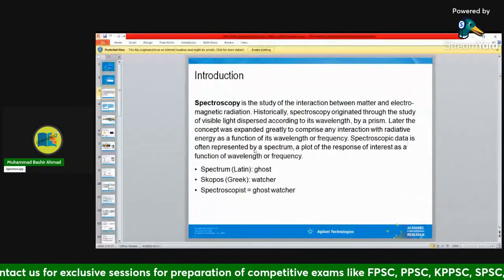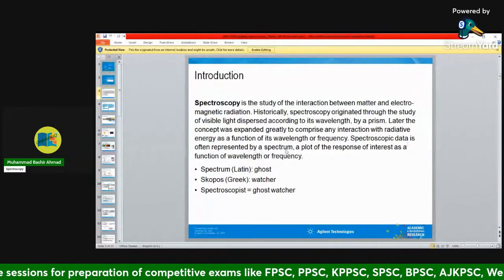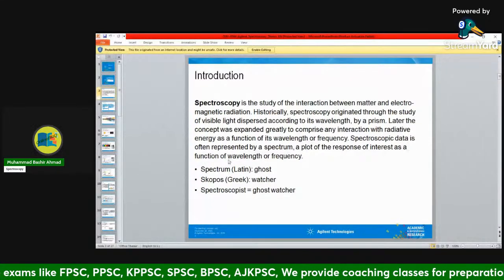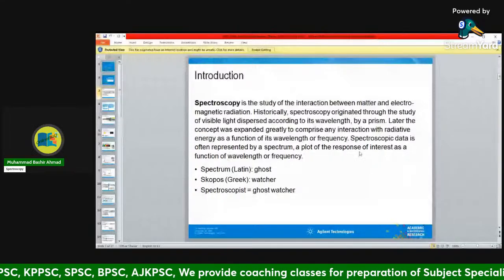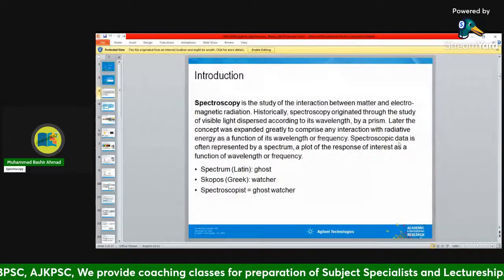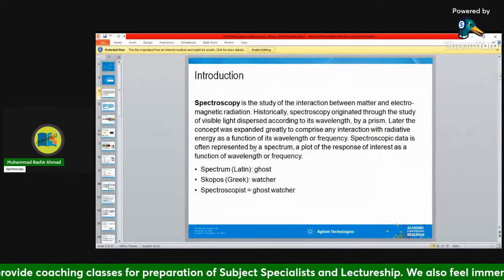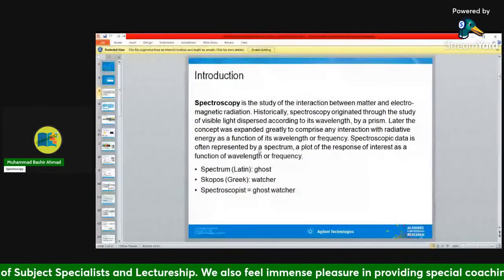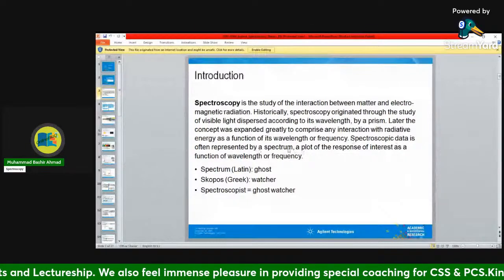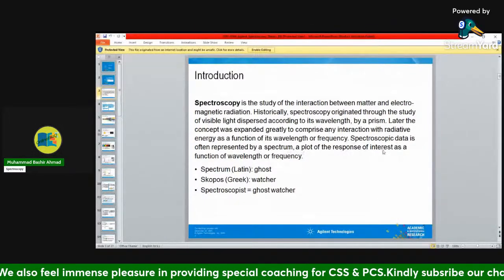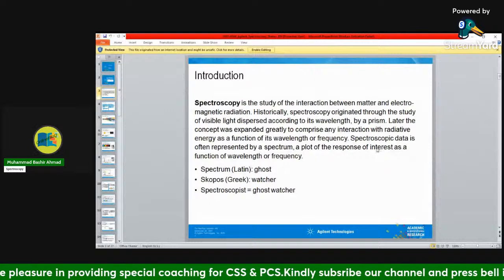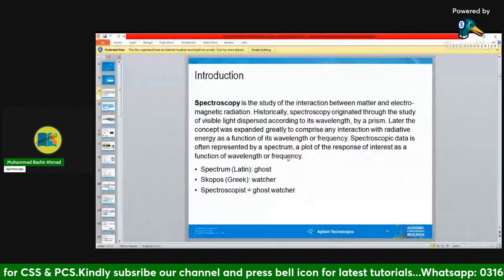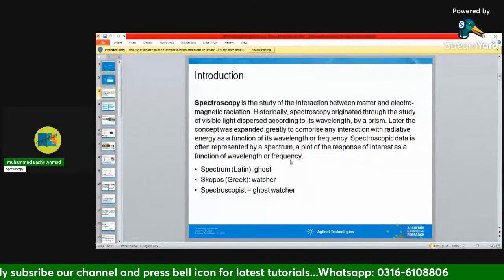Spectroscopic data is often represented by a spectrum, a plot of the response of interest as a function of wavelength or frequency. So, how do we represent the data? The spectroscopic data is often represented by a spectrum. So, what is this spectrum? A plot of the response of interest, meaning a specific wavelength of light, as a function of wavelength or frequency.